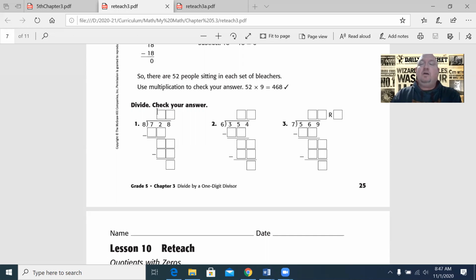Now I'll divide. How many times does 8 go into 72? Well, if you're good with your math facts, you'll remember that that's 9 times 8. So I put the 9. 9 times 8 is 72. I subtract. 72 minus 72 is a 0. So my next step is I look, is 0 smaller than 8? If that answer is yes, then I move on and I bring down my 8.